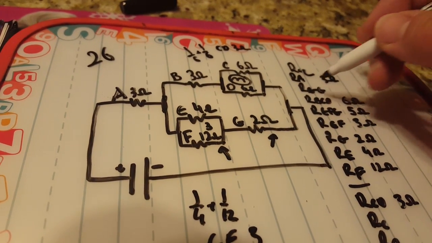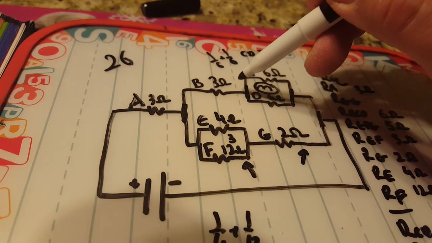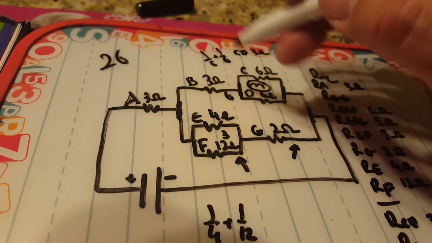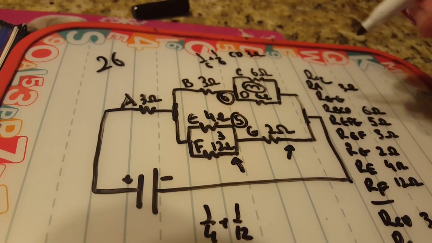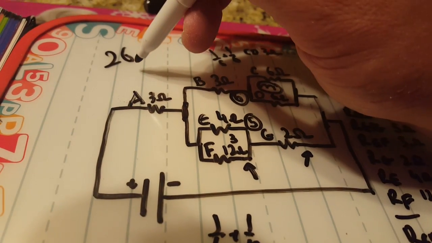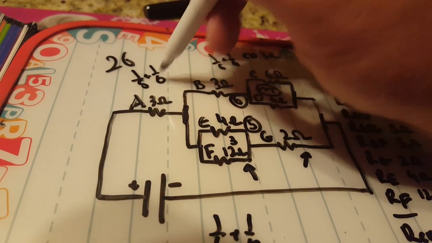Okay, now we have to do B through G. B through G has a 6 ohm top branch and a 5 ohm bottom branch. So now we have to do a little fraction deal again. 1 over 5 plus 1 over 6.